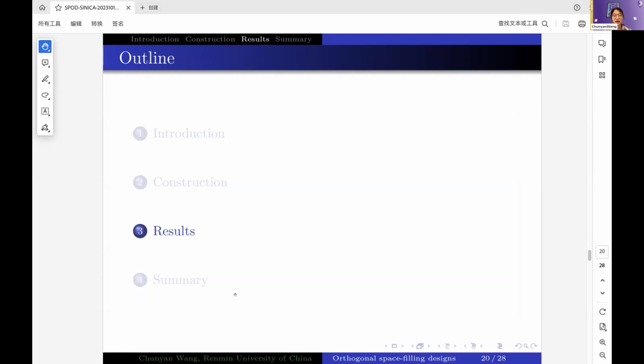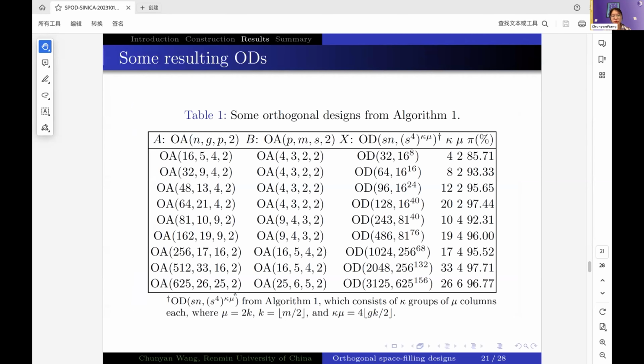So here is the third section, construction results. In section 2, we proposed many construction methods and gave the algorithm code. In the third section, we give the details of the designs we constructed.